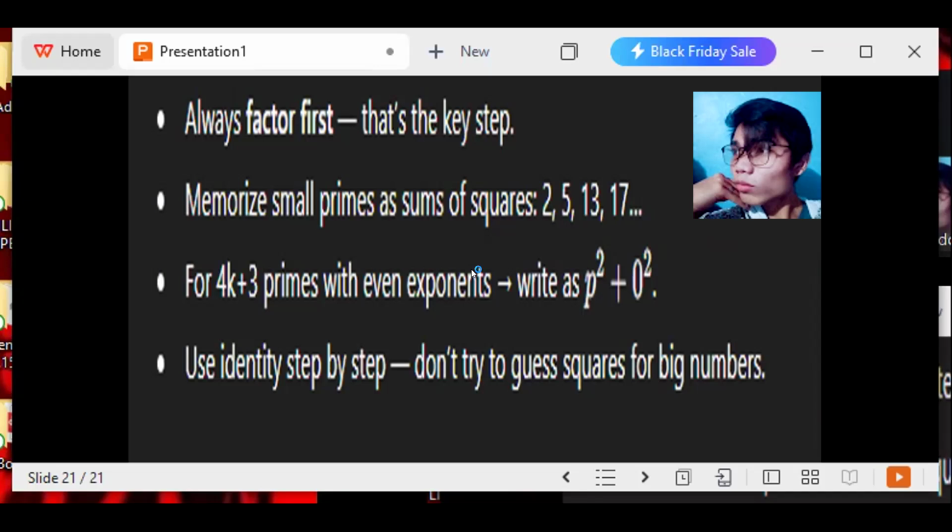And use the identity step by step. Don't try to guess squares for big numbers. So I hope you learned many things for today and you enjoy our topic.